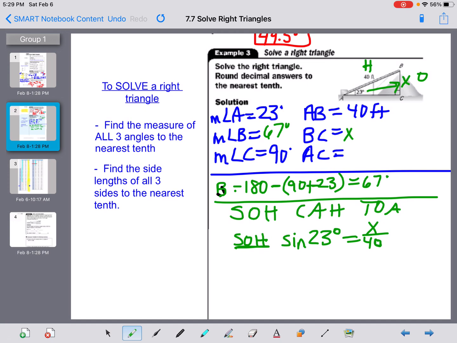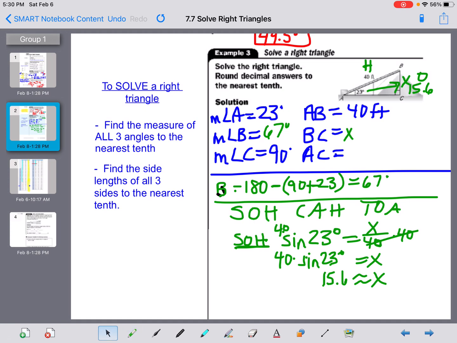How do I get X by itself? Well, right now I'm dividing by 40, so I'm going to multiply by 40. Undo that 40 to get it to the other side. What I do to one side, I do to the other. These two cancel. On this side, I have 40 times the sine of 23 degrees. That is my standardized test answer. It is time to go to my calculator. 40 times the sine of 23 degrees. 15.6. All right, so I get about 15.6 there.